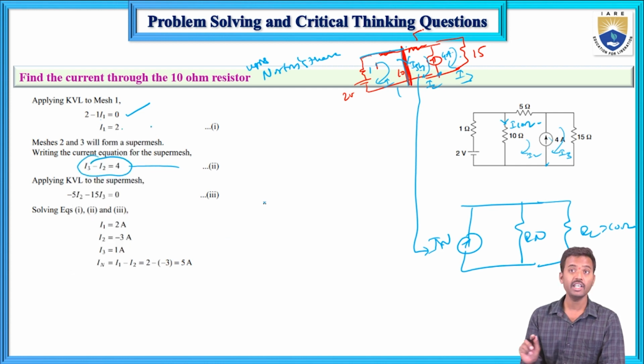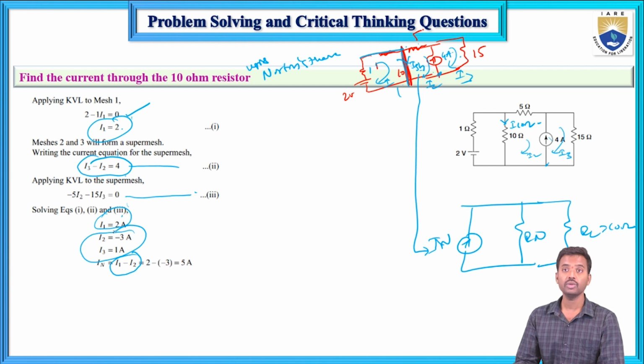Now here we need I1 and I2. I1 minus I2 is the short circuit current. So here we need I1 minus I2. To get the I2 value, apply KVL in this mesh. Now here 5 times I2 and 15 times I3. That is equation number 3. If you solve these 3 equations, you will get I1, which is already 2, and I2 is minus 3 and I3 is 1.